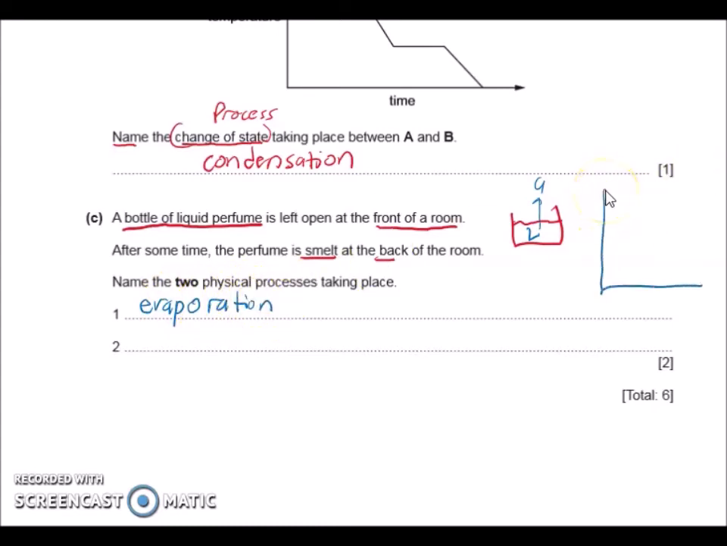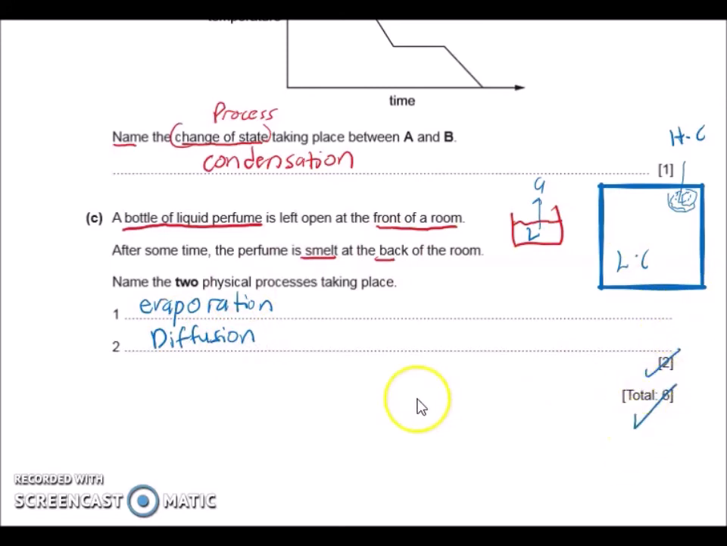Let's say here is a room, and the liquid bottle is over here. So here will be full of this perfume, a high concentration of perfume particles, and here will be a low concentration. So what happens? High concentration to low concentration is diffusion. This is a diffusion process. So here we have 2 marks. The total for this question is 6 marks. We move to the next question.